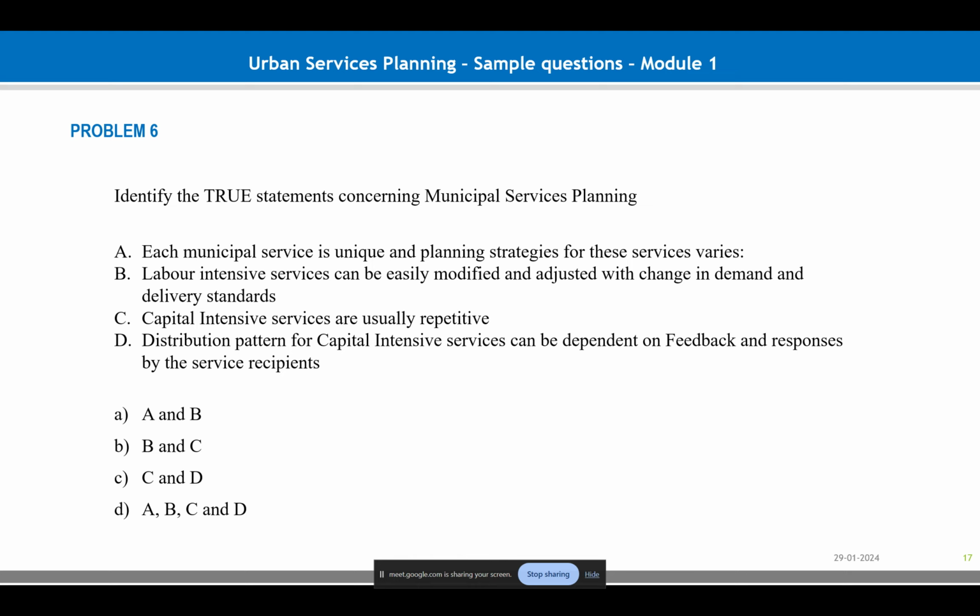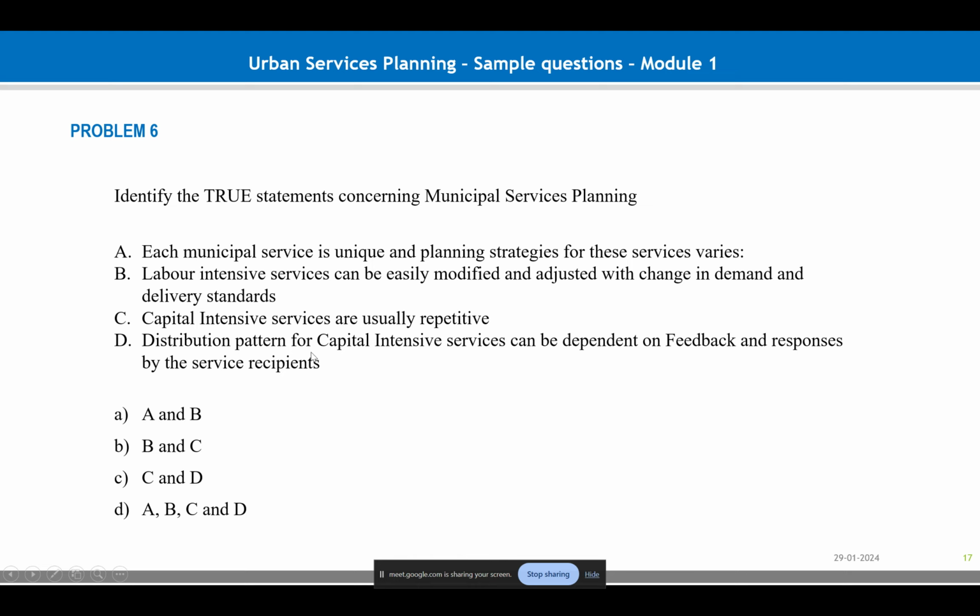Now comes C, capital intensive services are usually repetitive. Is that right? No. So what is repetitive? Labor intensive is repetitive, but capital investment is a one-time investment. And if you want to change it again, you'll have to wait for about 20 to 30 years, which is usually considered to be a good design period. Or else, if the facility doesn't last till the design period, then we'll change it. So this is a wrong statement. Which means A and B are right, C is wrong.